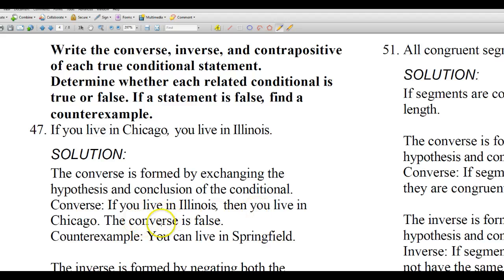And the converse is false. A counterexample: you could live in Springfield. You could live in Bartonville. You could live in Peoria. So any other town other than Chicago.